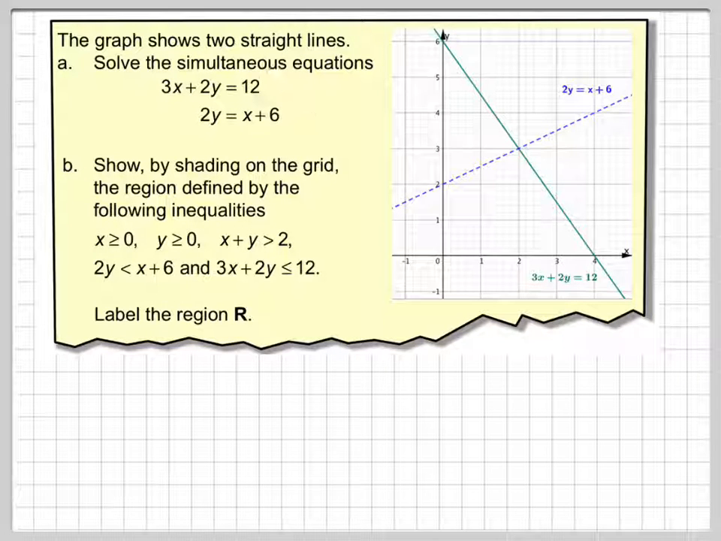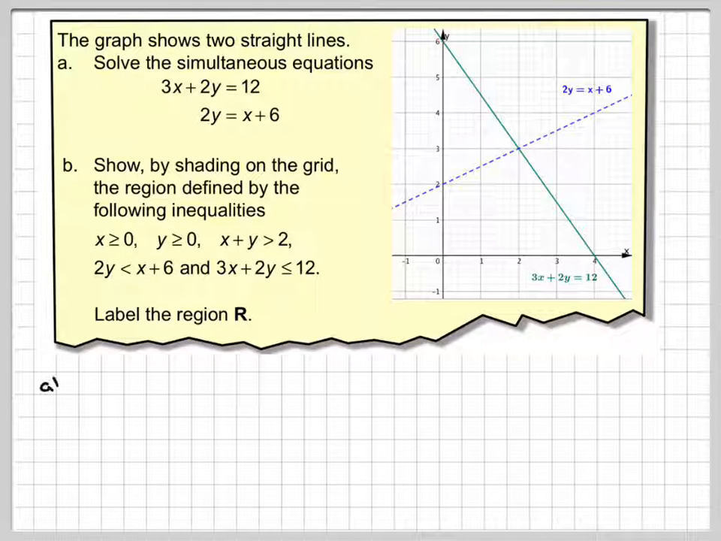The graph shows two straight lines. Here they are, this straight line and this one. Solve the simultaneous equations 3x plus 2y is equal to 12 and 2y is equal to x plus 6. Let's just do that first. So here is the line 3x plus 2y is equal to 12, and this is the line 2y is equal to x plus 6. It's dashed because it needed to be so in the next part of the question.